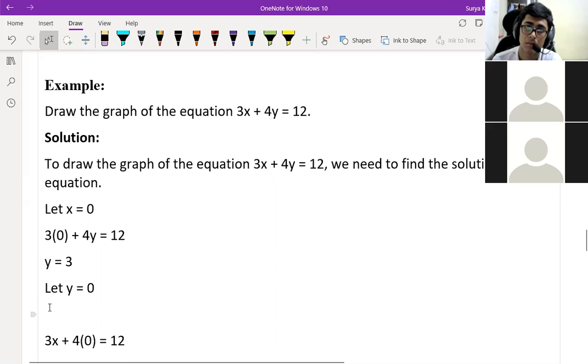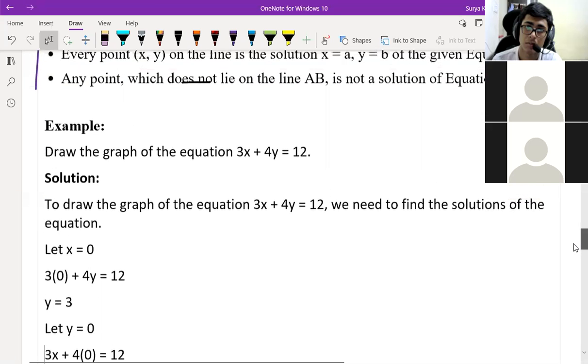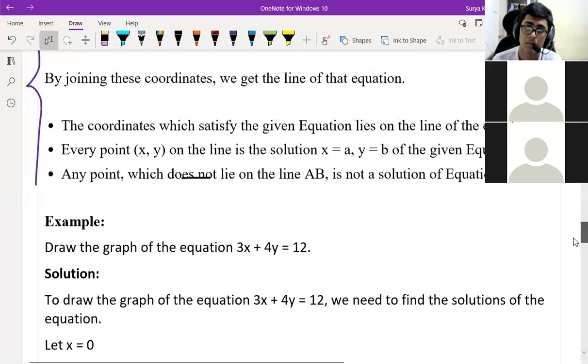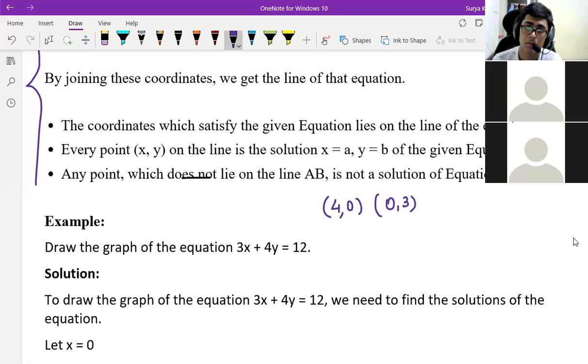What coordinates you are getting, tell me, then I'll draw it here. Don't draw the graph, you just tell me the coordinates for this: 3x plus 4y is equal to 12. 4 comma 0 and 0 comma 3. What are you saying, Nihar? 4 comma 0 and 0 comma 3, right? Yes, sir. Then you can draw the graph of this.